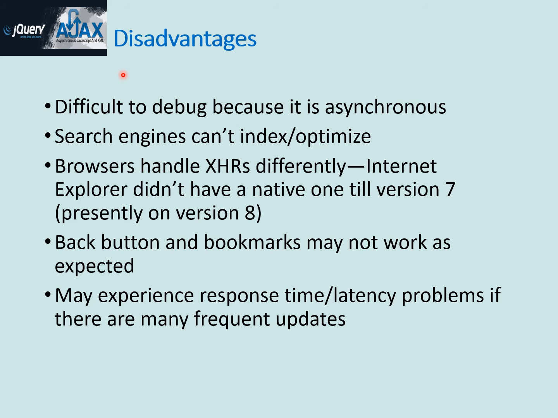So now we can consider the disadvantages of Ajax. It is difficult to debug because it is asynchronous. So the debugging option for Ajax is very difficult since it occurs asynchronously. Search engines cannot index or optimize. If you are using search engines, this type of search engines are not able to index or optimize the Ajax functionality. Browsers handle XHRs differently. That is, Internet Explorer did not have a native one till version 7.